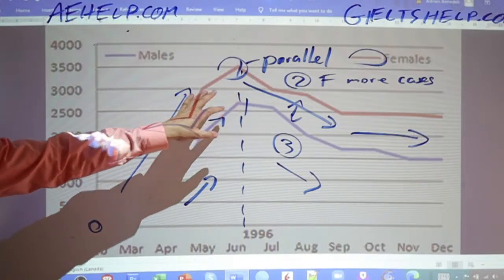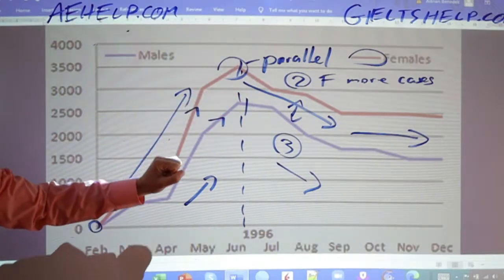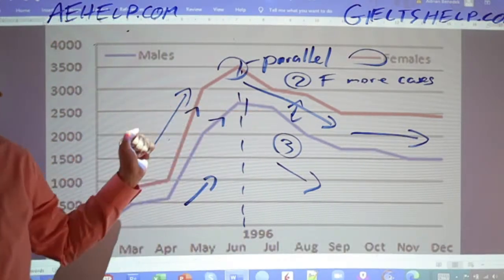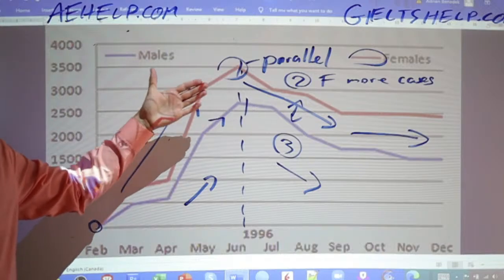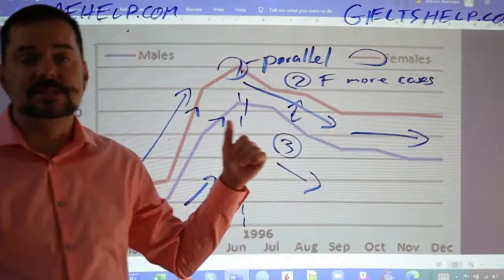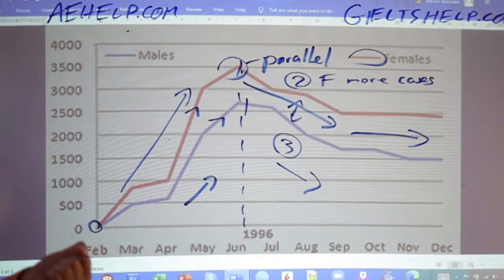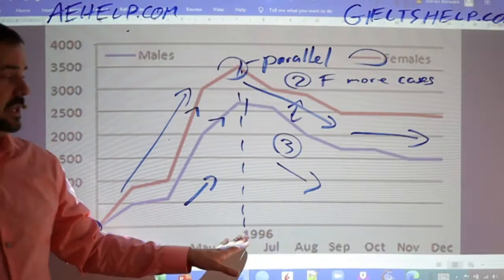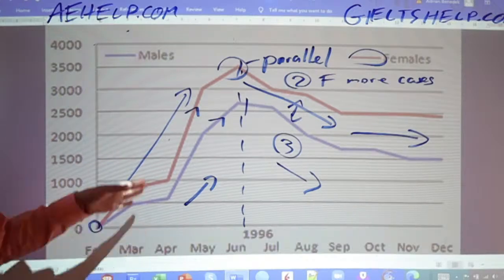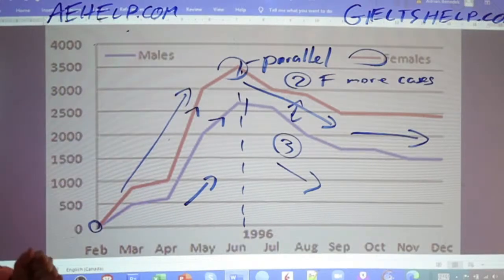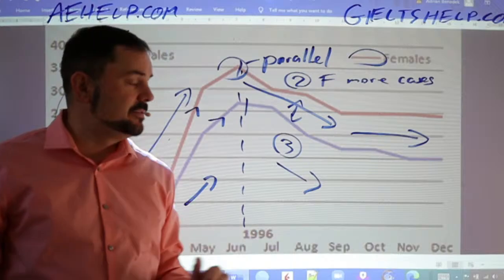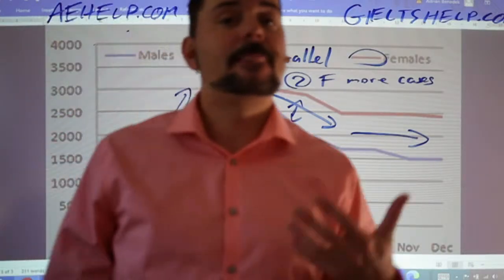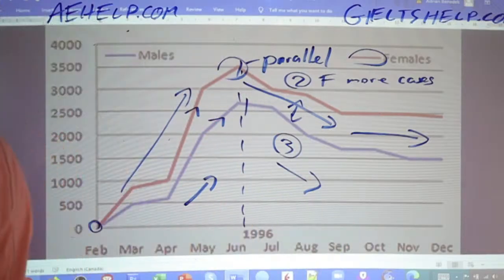The lines are showing a parallel pattern, okay? The second point that you should observe is that females throughout the course of 1996 seem to have more cases of flu than males at any given month, okay? And then the third point that you should observe is that for the first half of the year, there seems to be a drastic increasing trend, and then for the second half of the year, there seems to be a decreasing trend, okay? Everybody sees that? That's what you should be looking at, okay?